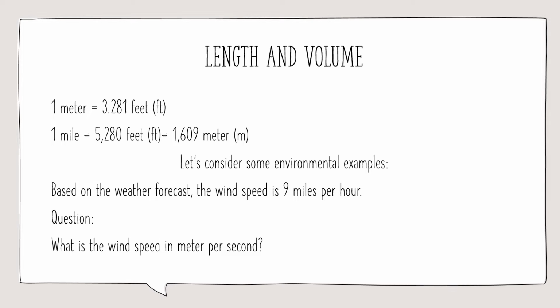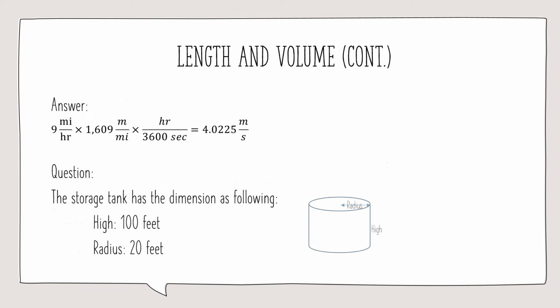So let's say that based on the weather forecast, the wind speed is 9 miles per hour. So the question is, let's say someone wants to know what is the wind speed in meters per second. So we got to be able to convert miles per hour to meters per second. So let's do the calculation.